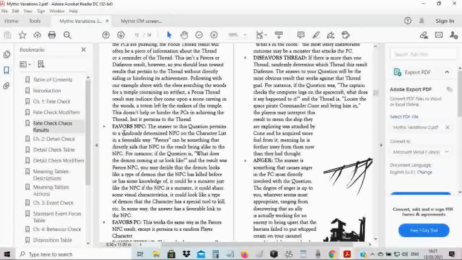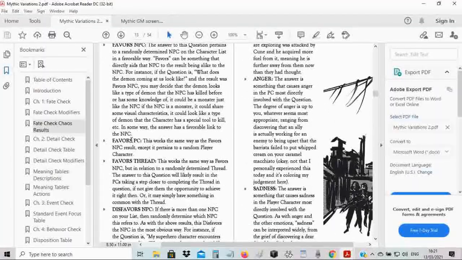Favors NPC means it's good for the NPC. Let's go back to the wood elf example. Suppose we get the favors NPC, that means good stuff happens to him. Maybe he gets a treaty or a contract with the local king or lord, and he gets protection for his forest.